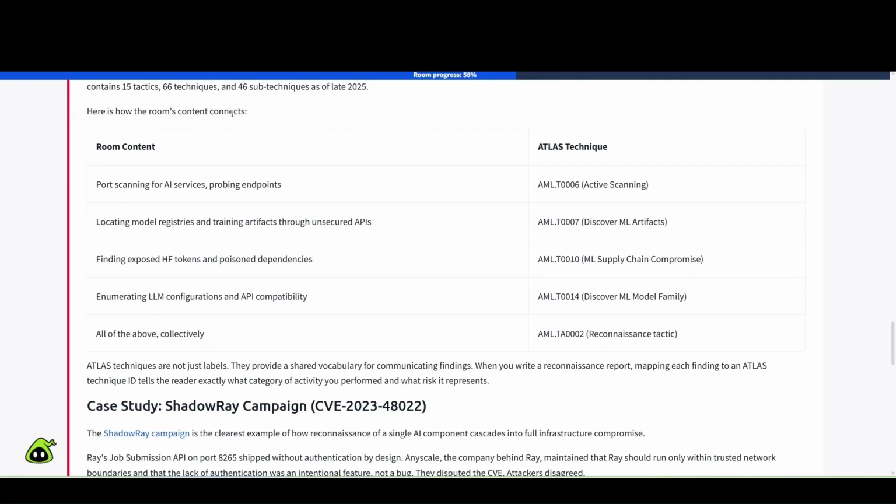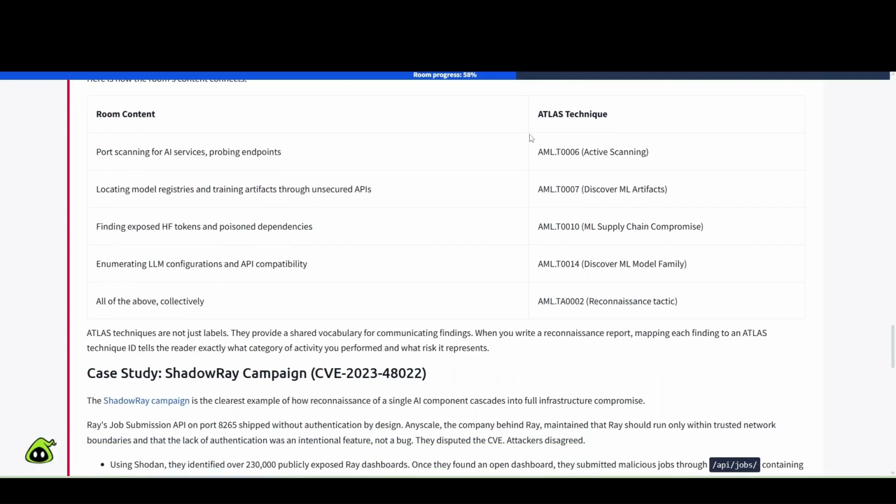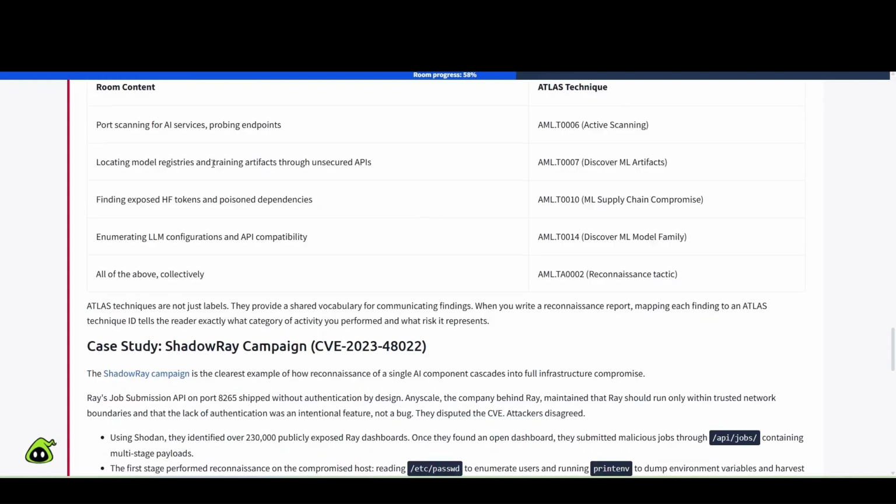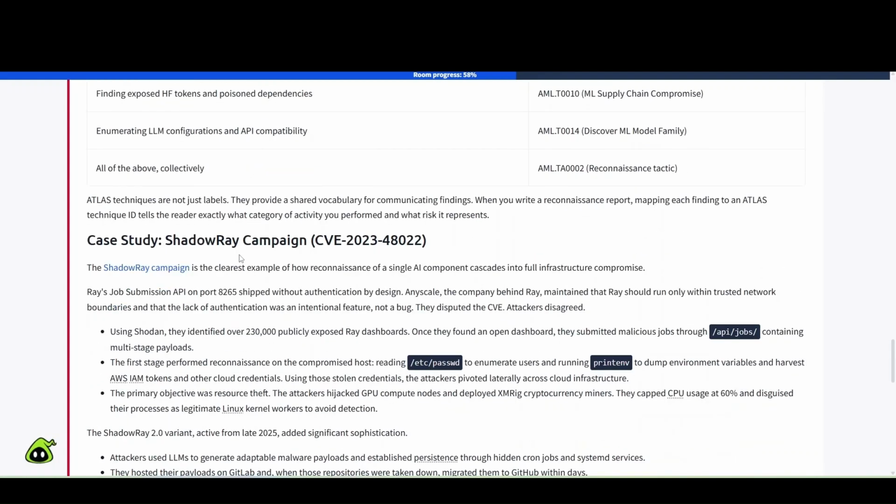Here is how the room's contents connect. We have another table here, room content and Atlas technique. Port scanning for AI services, probing endpoints, is going to be AML.T0006, active scanning, locating model registries and training artifacts through unsecured APIs. You can see the rest here. The things referenced in the content that we're seeing here are mapped to the Atlas technique. You could pause the video and review this yourself. We're going to continue on.